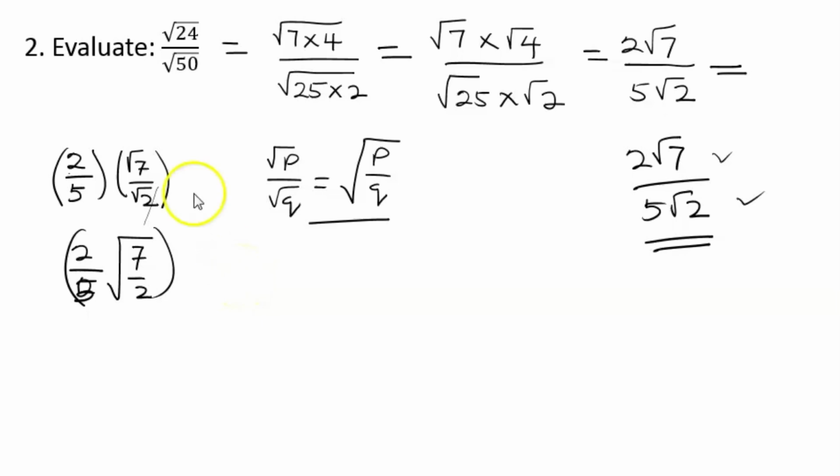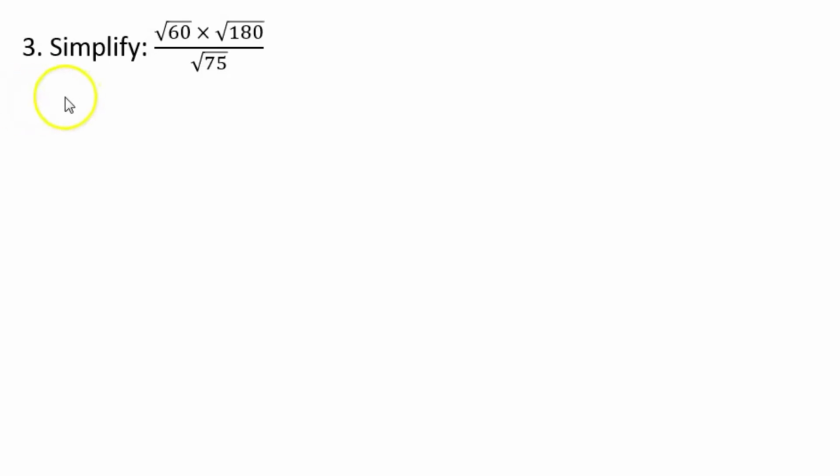All right, so let's go to the next question before we wrap up this particular session. This is the next question, question 3. The examiner simply asks us to simplify root 60 multiplied by root 180 divided by root 75. Without wasting much of our time, let's just get down to this.